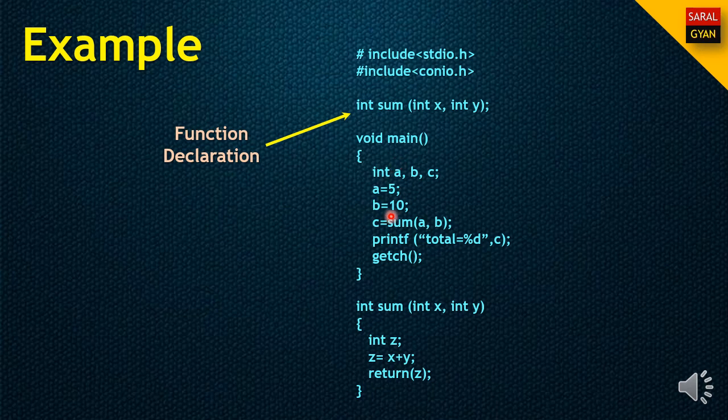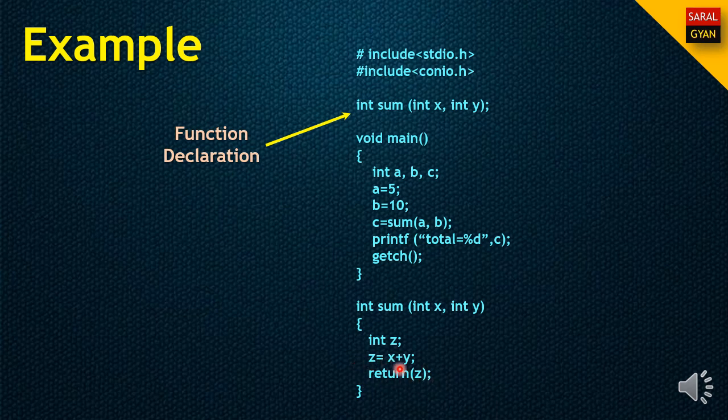Now what will this sum do? After the main function closes, we can define the function. Function definition means what the function actually does with the inputs and how to generate the output. So we'll take one integer z. In int x and int y, the values are already coming, as we have passed from here. Now int z, z equals x plus y, and this sum will be returned.